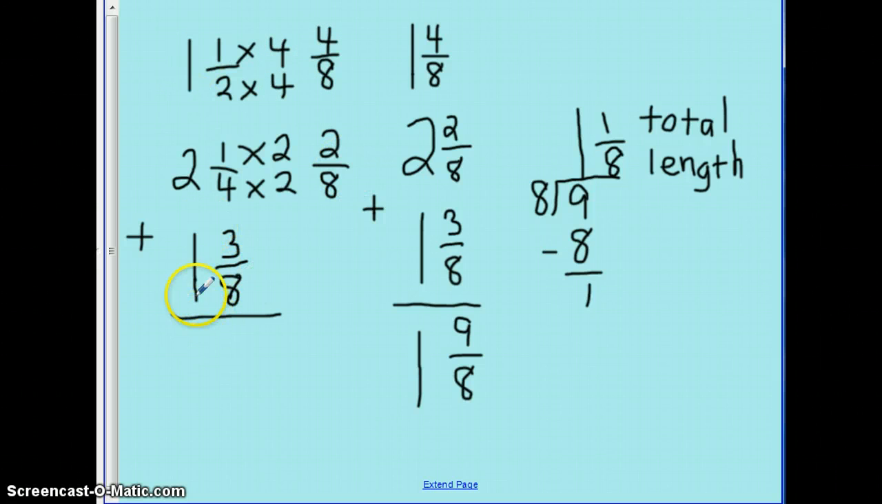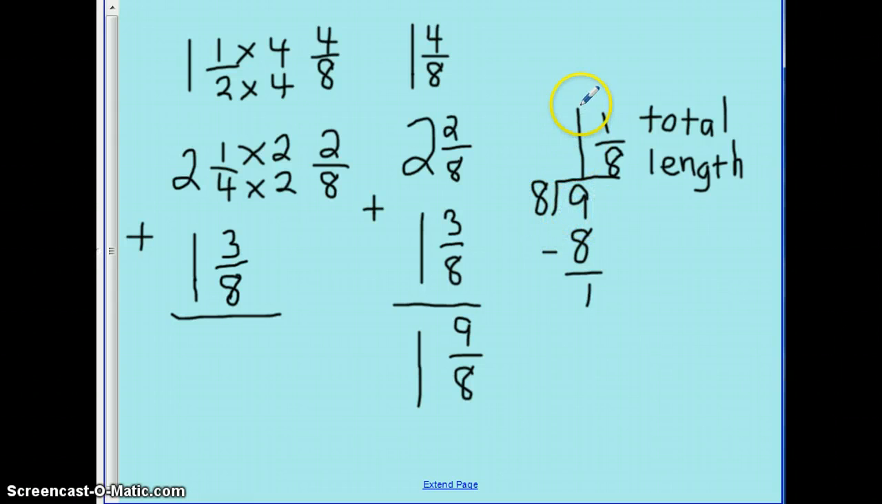I leave my whole numbers alone, okay? 4 plus 2 is 6, plus 3, that's 9/8. Okay, here we go again. So I added, and I got 9/8. Well, you know what that means. You take your denominator, make it your divisor, take your numerator, make it your dividend.